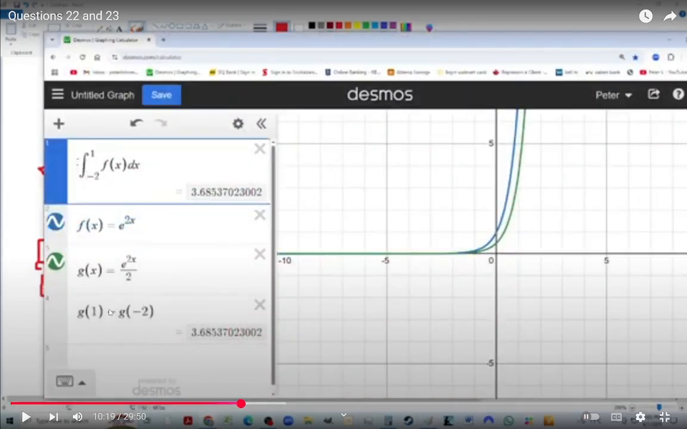You can see that down here with this g of x, here I've made the antiderivative to prove that I did the correct thing. And I take g of 1 minus g of negative 2, and I get the same answer, 3.6853702302, which means the antiderivative works just as well as letting Desmos do the integral. But then I remember to ask it to multiply by pi, and the answer should be 11.5779. They want 3 decimals, so it's 11.578.